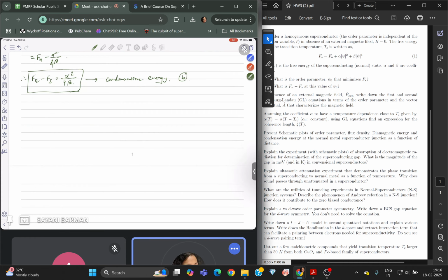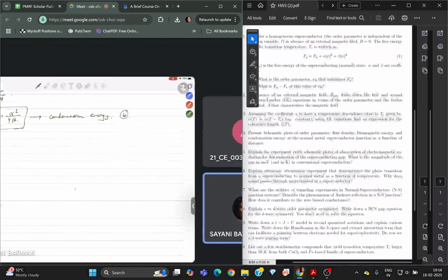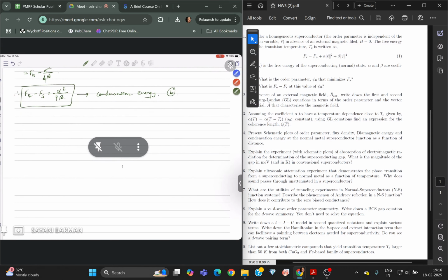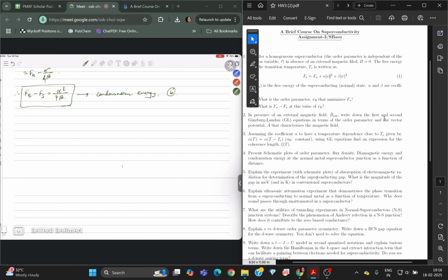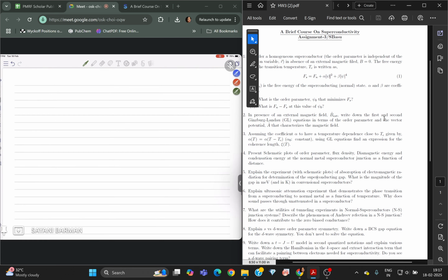Now, the second question is, in presence of an external magnetic field B external, write down the first and second Ginzburg-Landau equations in terms of the order parameter and the vector potential that characterizes the magnetic field.